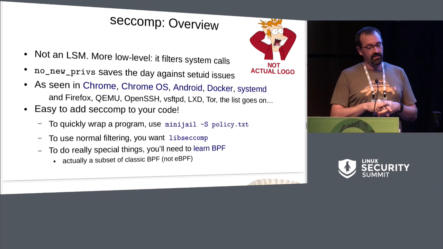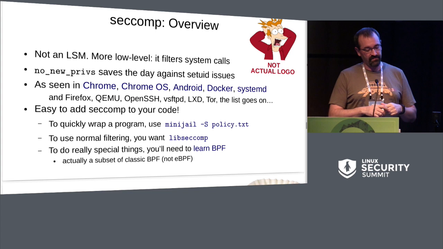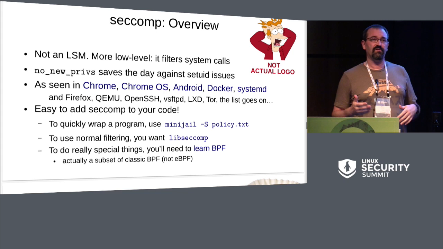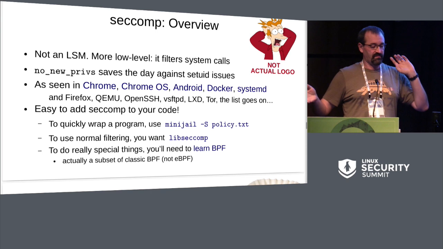So this is in all kinds of things. I went and looked at another list and was terrified to see how much stuff is using seccomp. But it's pretty easy to add. The examples I'll be using are with MiniJail, which was built for Chrome OS, but we use it in Android now on a lot of things. It's sort of a collection of all the different container options you can pick and choose.